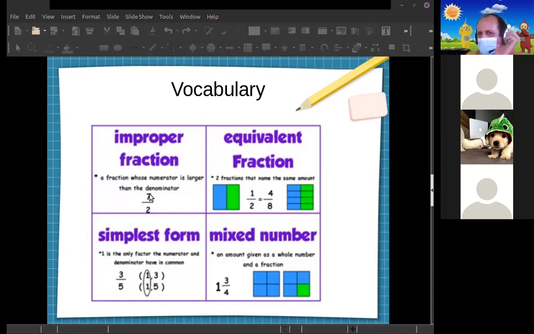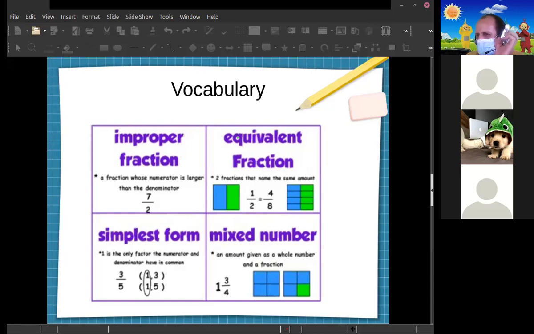So the numerator is... Poon raised his hand. Poon, yes? Poon. Poon. Maybe he's just playing. Poon, you raised your hand.